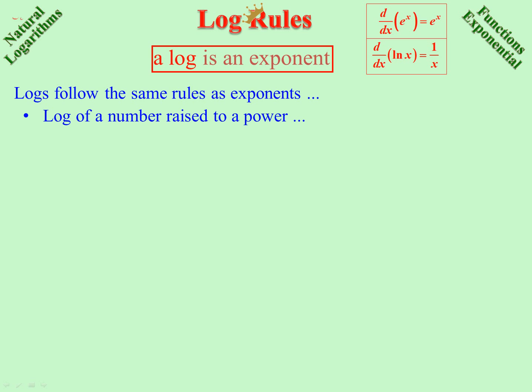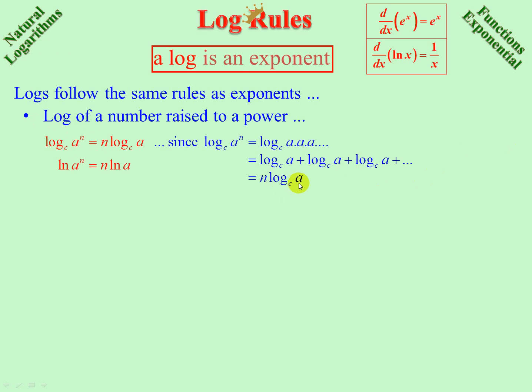Raising a number to a power, and the same thing happens. Log of a to the n is n log a. Let's have a look at the reasoning behind this one. A to the n means a times a times a, n factors, which means we're going to have log a plus log a plus log a, n terms, and if you add n of the same terms, it's the same as n of that term. There it is there. And of course, ln of a to the n becomes n ln a.